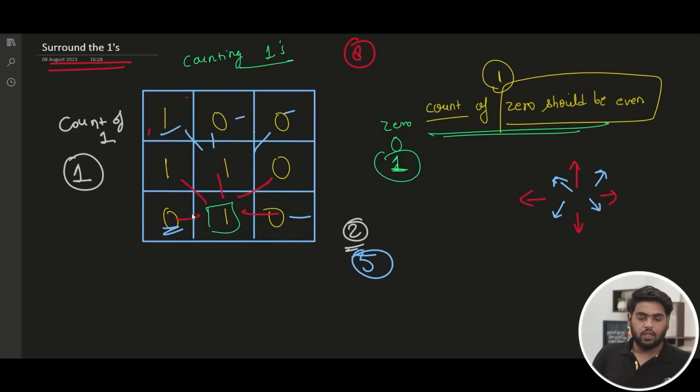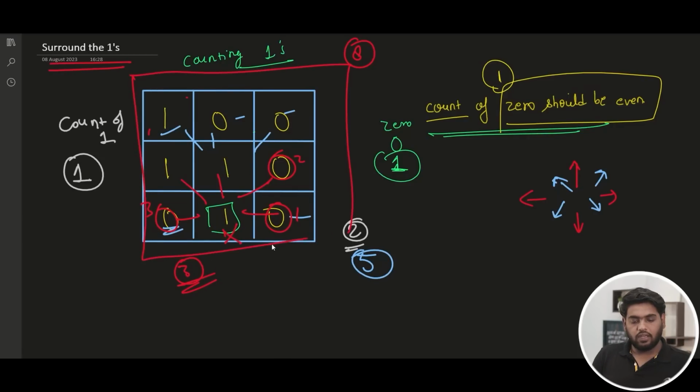This, and this. We have to check. 0, it is 1, 2, and 3. We have 3 zeros, correct? It is odd. That means we do not have to consider this one as well. Out of this whole matrix, there is only one present that we are counting, right? So the final answer for this matrix is also going to be 1.